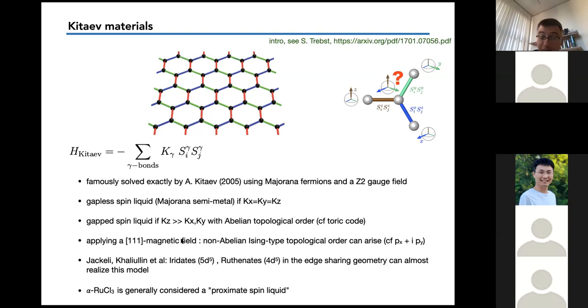Even more interesting, if you apply a magnetic field, say in 111, then you can actually get a non-abelian Ising topological order, which is similar in structure to the px plus ipy superconductor. Okay, now you may think such a model is completely artificial and of academic interest, but then there were papers by Jackeli and Khaliullin, and they were arguing that iridates with 5d5 electrons and ruthenates with 4d5 electrons, under certain conditions, namely you need essentially an edge-sharing geometry, have exactly the right amount of spin orbit coupling. The Hubbard U is not too strong, and you get almost an exact cancellation, and it's a complete miracle in my opinion still nowadays.